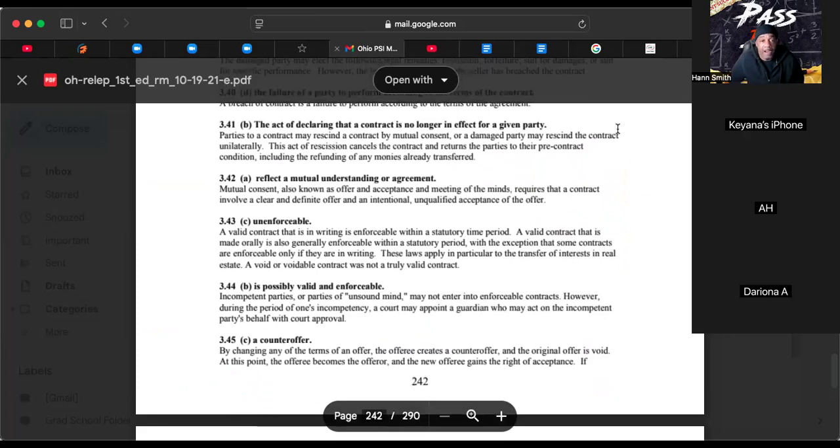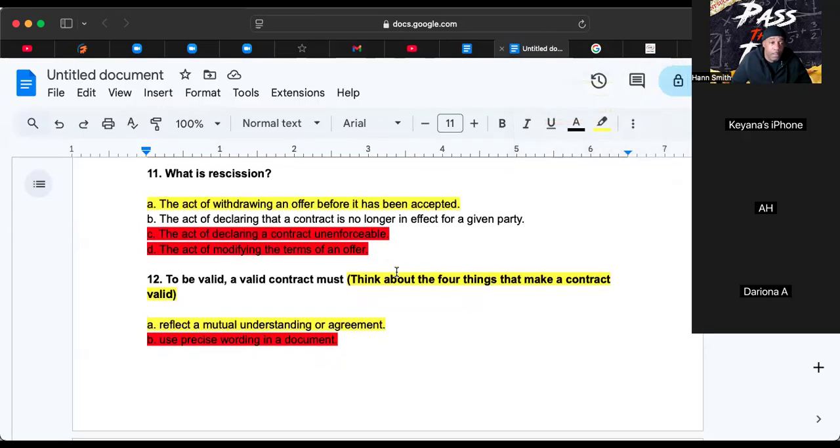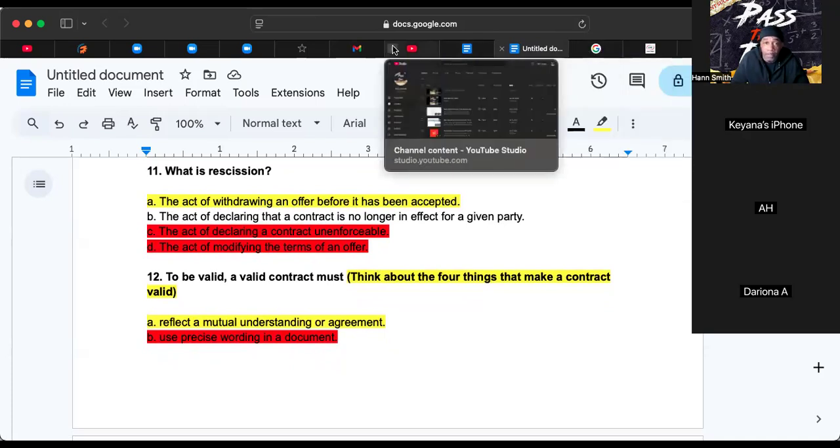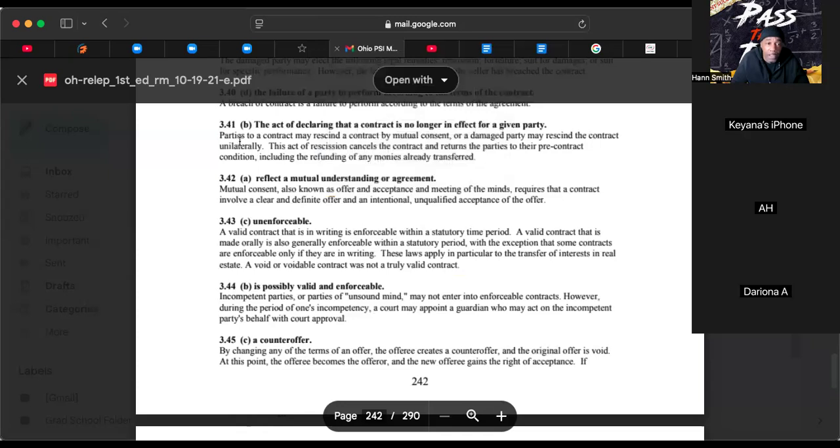That's the definition of breach. So 11 is the act of declaring that the contract is no longer in effect for a given party. All right, what do we put for number 11? What is rescission? Okay, we put the act of withdrawing the offer before it was accepted. And this is the one where I said I wanted to pay attention to this one, because for rescission we just need to know the definition, and that is the definition: the act of declaring a contract is no longer in effect for a given party. That's rescission. And we put the act of withdrawing before an offer is accepted. That's maybe revocation, but that's okay. We got that one wrong. That one was B, and here's why.